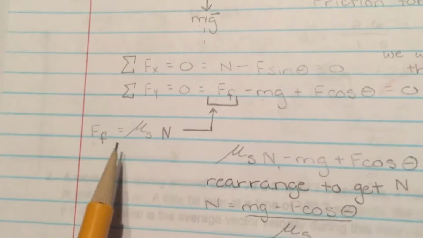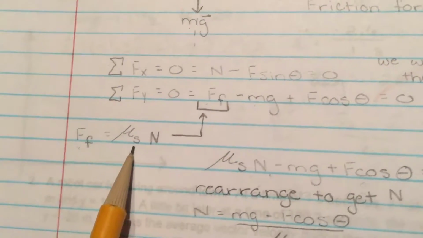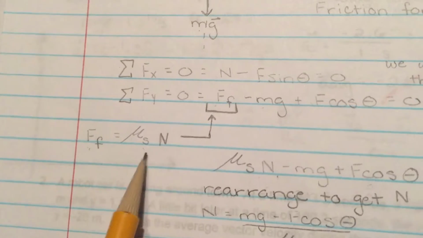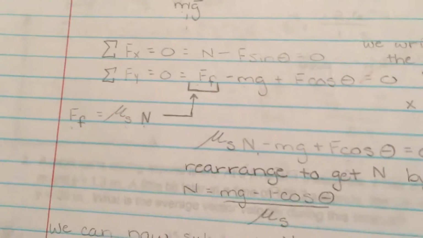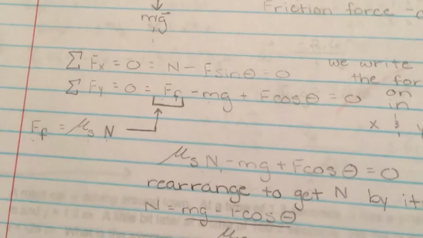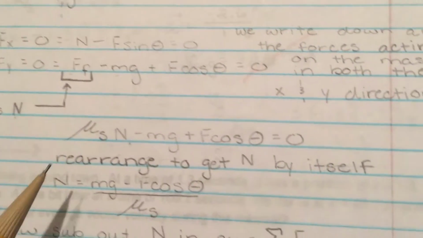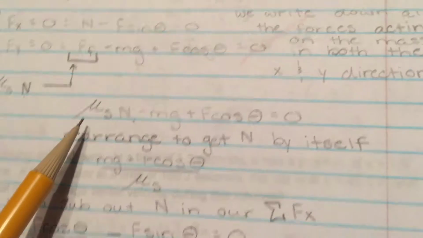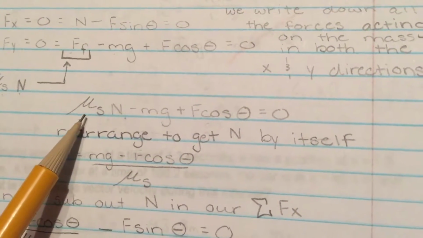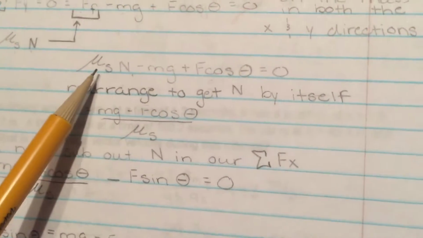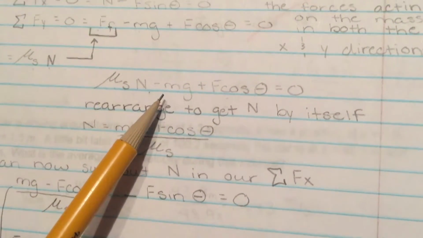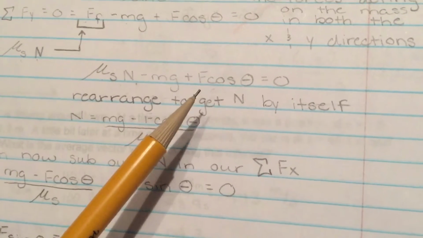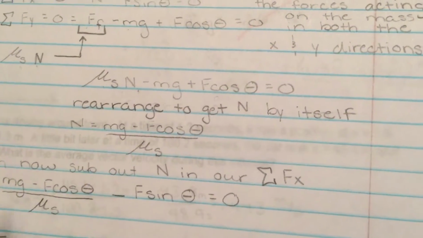So first we're going to get our frictional force equation, which is mu s, static, which means it doesn't move, times normal force. So we're going to sub that into our y equation. So we have our frictional force minus gravity plus our force unknown cosine theta equal to 0.